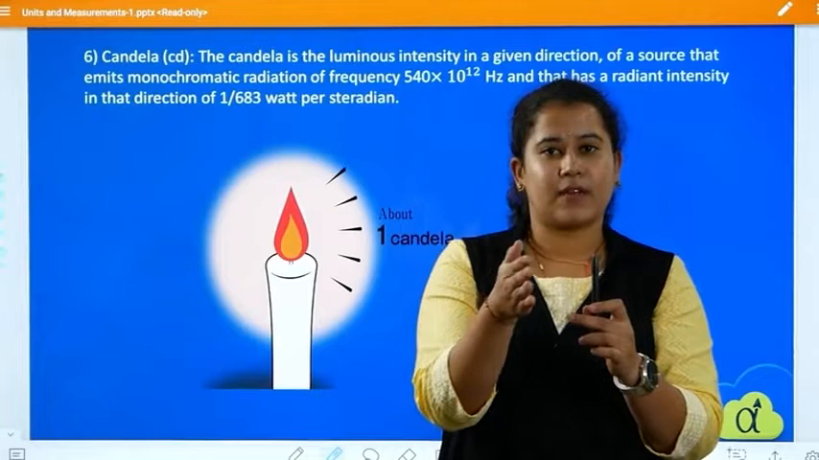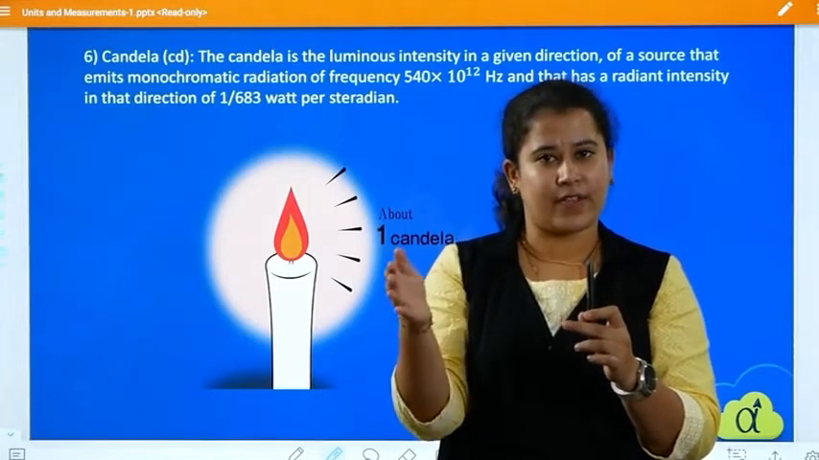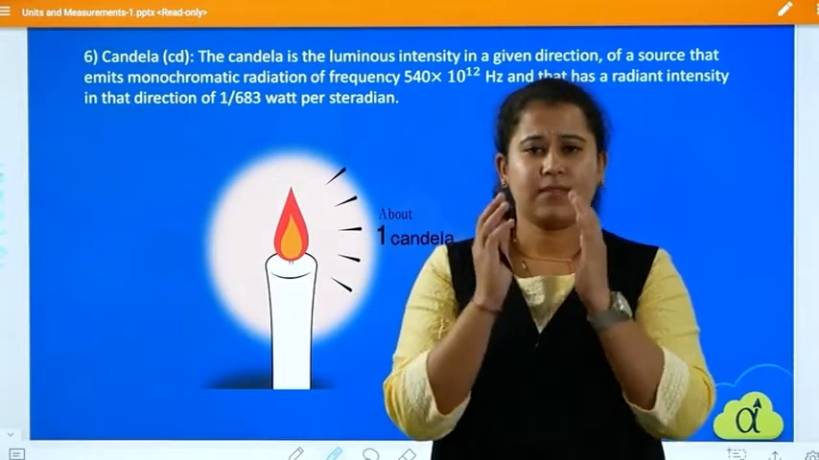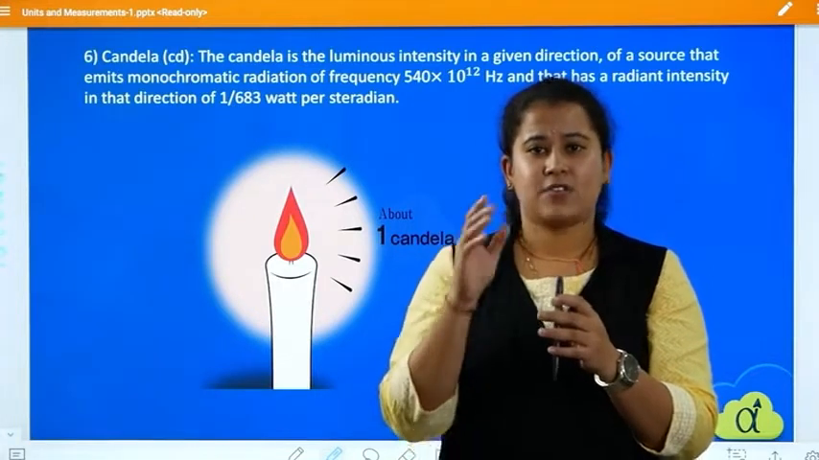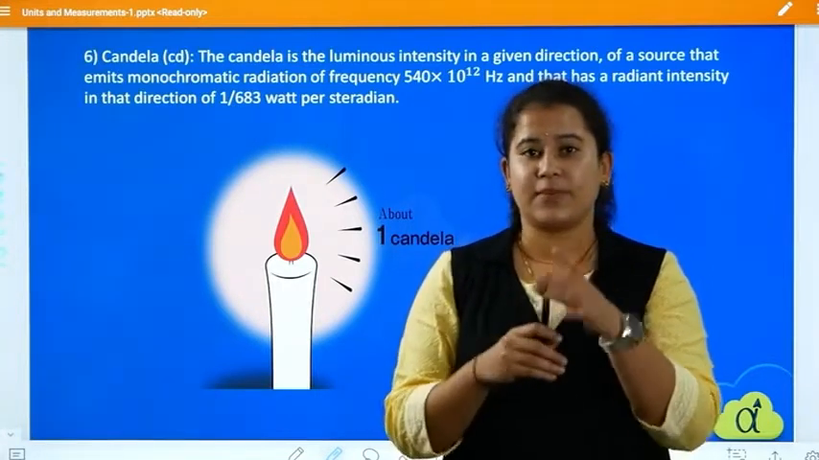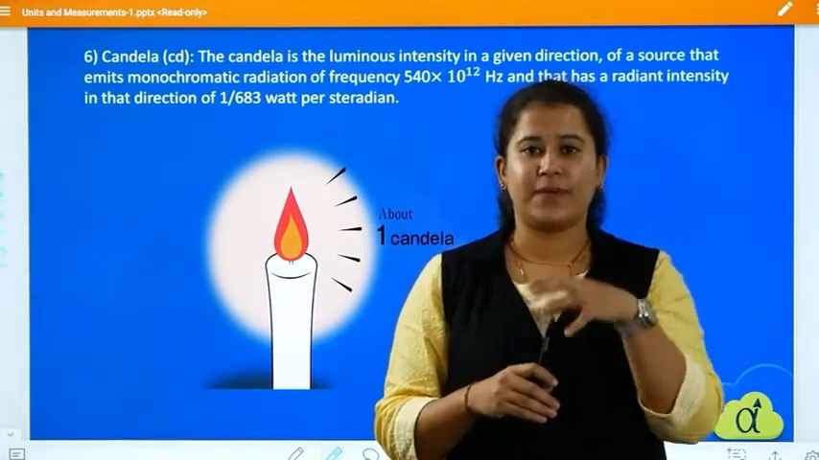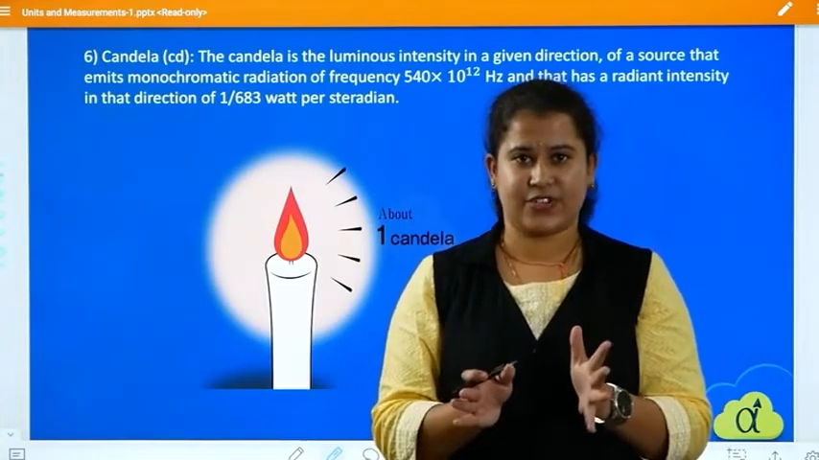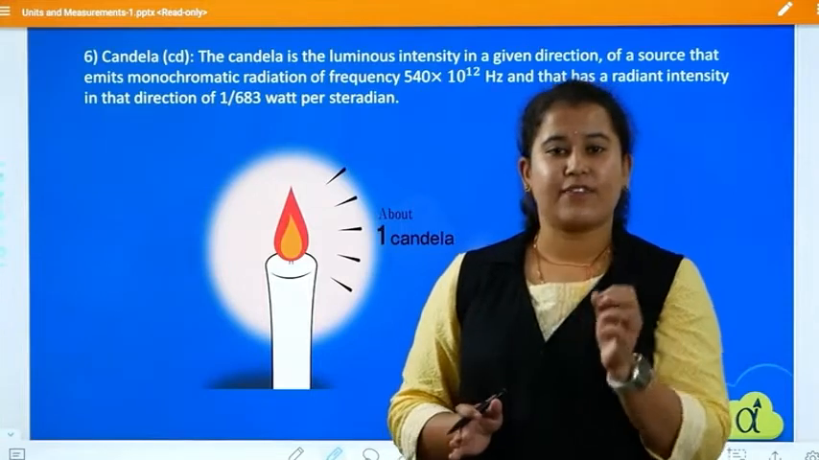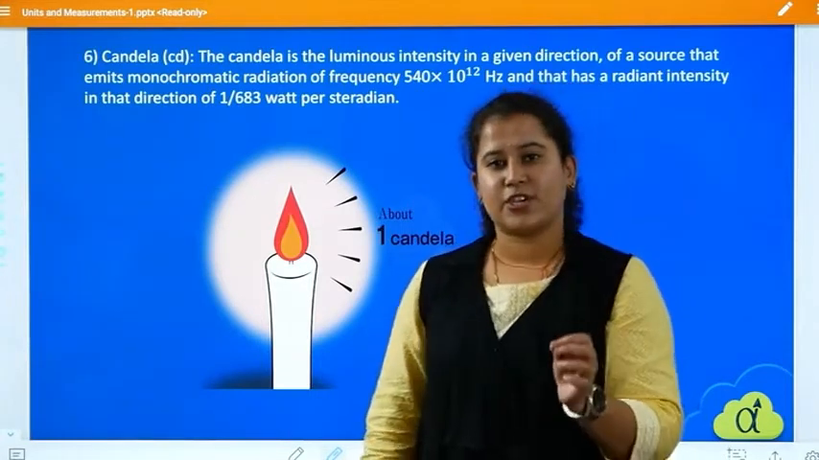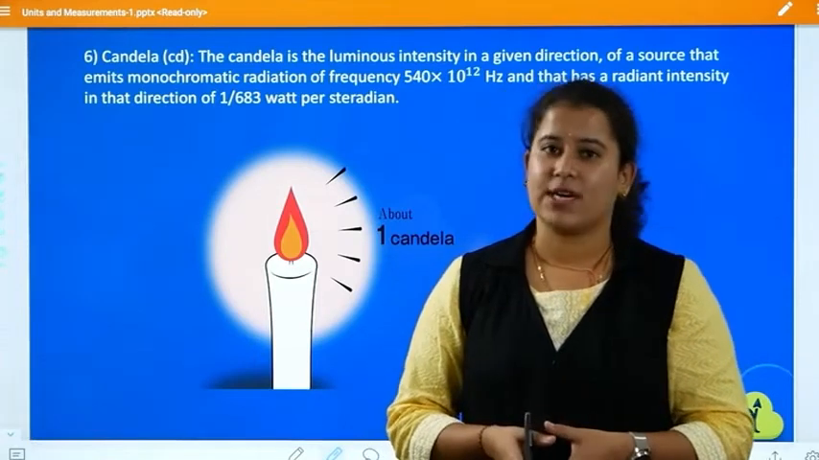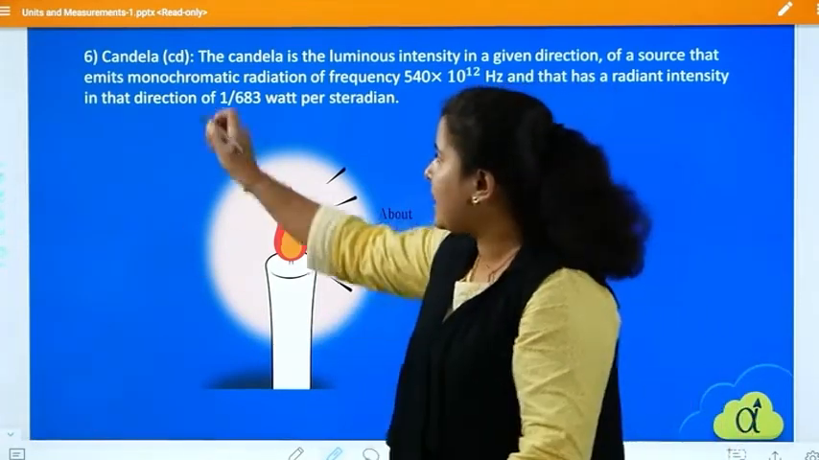But once you take it far away, the intensity of that flame is decreasing, right? As it decreases, the luminous, that is the lumen, is getting decreased. That we call luminous intensity. Luminous intensity is measured by an SI unit called candela, and it is denoted by CD.